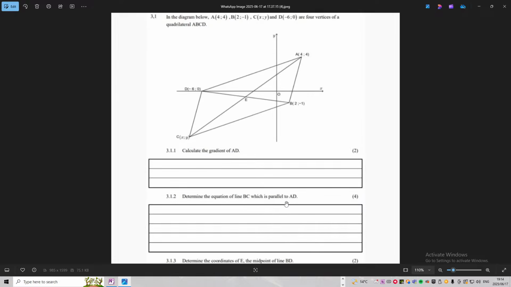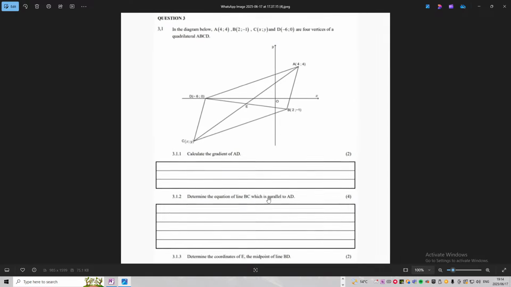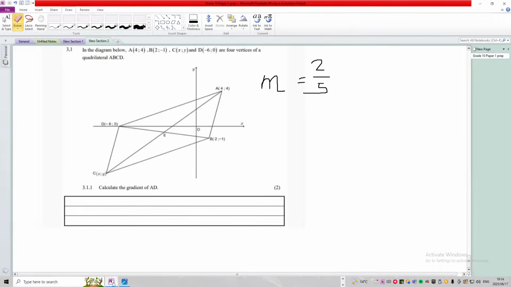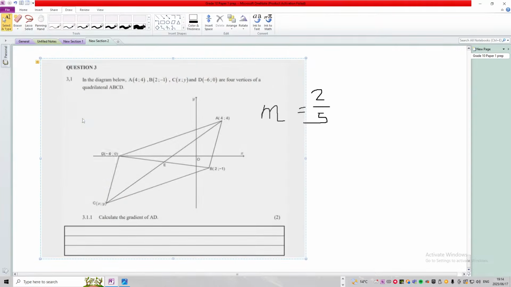Determine the equation of a line BC which is parallel to AD. Look at this one. Let's do it. I know for a fact. 4 marks. Gone. Sorry, Senzo. Sorry, I misread your name because I know you normally. Sorry. I know for a fact. Look.